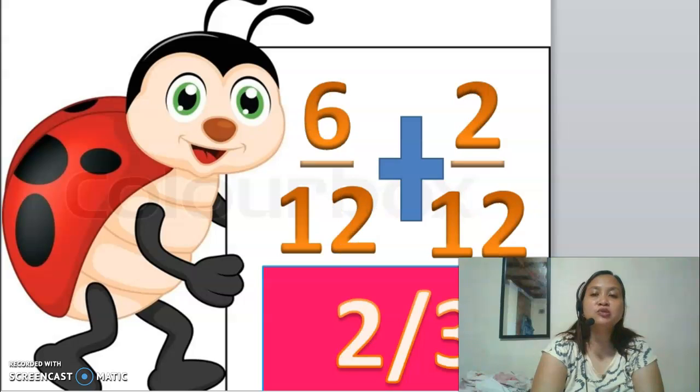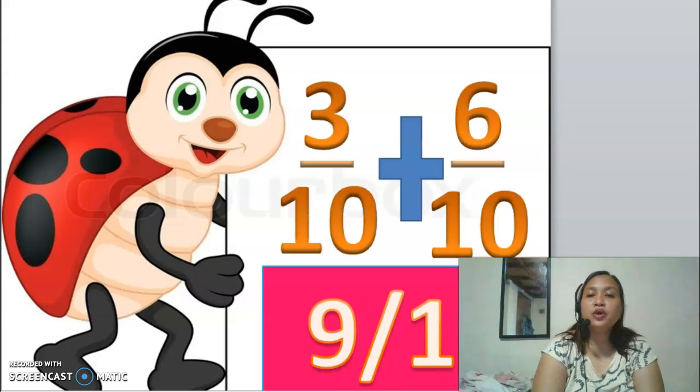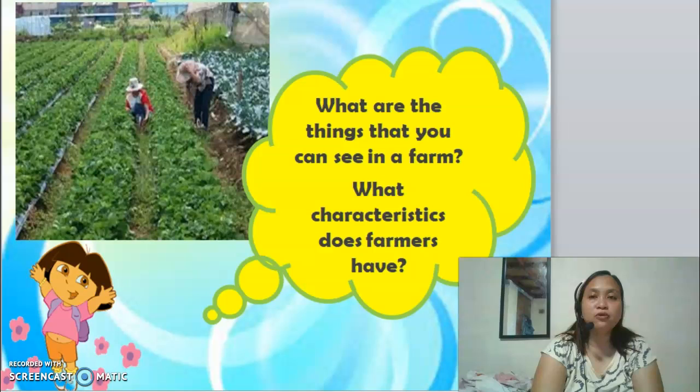How about 6/12 plus 2/12? Okay, so we have 2/3. How about 6/6 minus 3/6? So this will become 6 minus 3, and that is 3, and then copy the denominator. We can still reduce it to lowest term, and that is 1/2. We also have 3/10 plus 6/10, so that is 9/10.